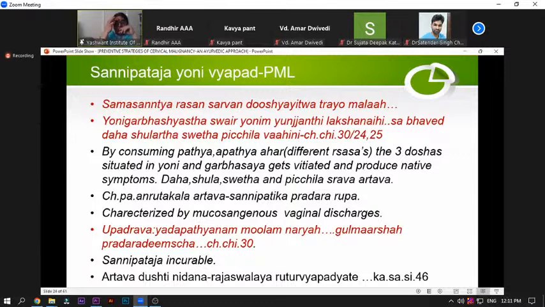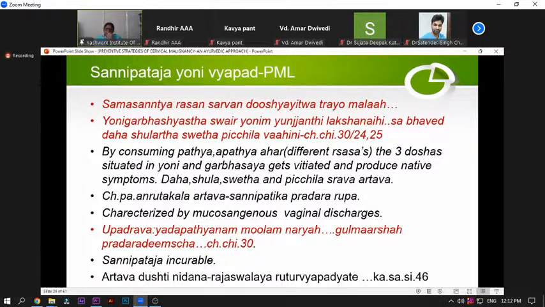This indicates that by consuming a very irregular diet, mixing, and different rasas, nowadays you can see food preparation also, all viruddhaharas are mixed. Because of this, the tridosha situated in yoni and garbhashaya get vitiated and produce their native symptoms, whichever dosha is predominant, or tridosha. You can see all the symptoms like daha, shula, shveta and pichila shrava, artava. And Chakrapani has particularly given one important feature, that is Anruta Kala Artava, that is Sannipatika Pradara Rupa. Anruta Kala means we can say intermenstrual bleeding, which is not coming in time. This is also one feature of pre-malignant lesion, characterized by mucosanguineous vaginal discharges whenever there is a highly inflammatory condition of the cervix.